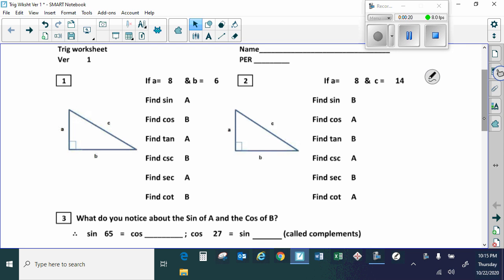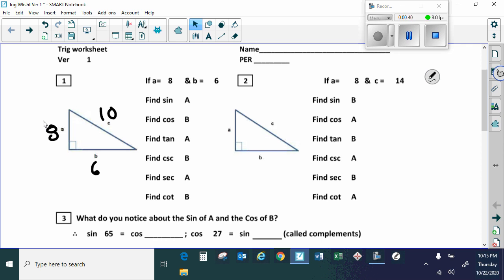You notice little a is 8, little b is 6. Well, if I know my Pythagorean triples, I know it's a 6, 8, 10 Pythagorean triple, which is a double of the 3, 4, 5. Now, if you haven't chosen to remember those, then you have to go ahead and use the Pythagorean theorem, a squared plus b squared equals c squared, to solve for your c.